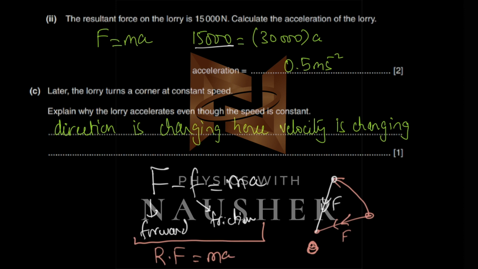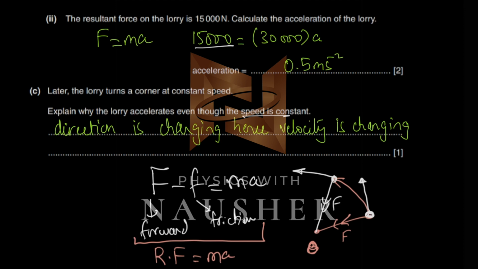Now the question is, why is the object accelerating even though the speed is constant? Can you notice that over here you were moving like this? At this point you're moving in this direction. So in a circle, your direction is constantly changing. And if your direction is changing, what does that mean? That means that your velocity is changing. And if your velocity is changing, that means the object is accelerating, although the speed is constant.